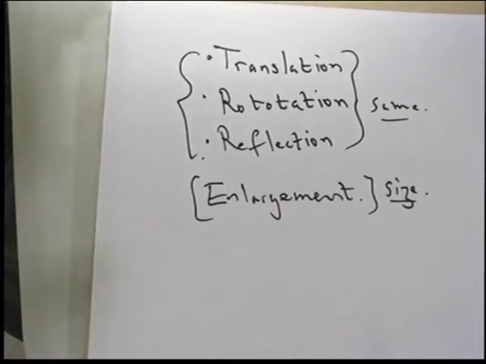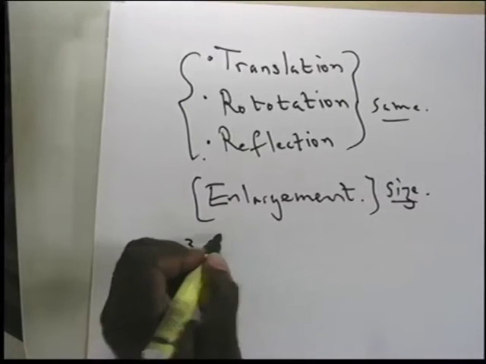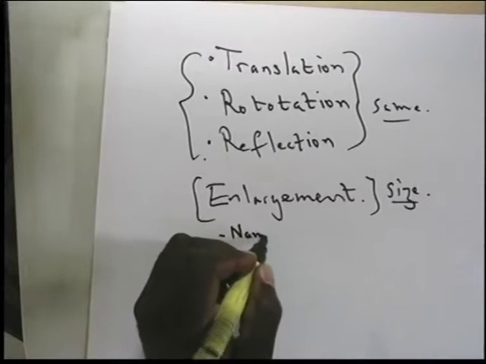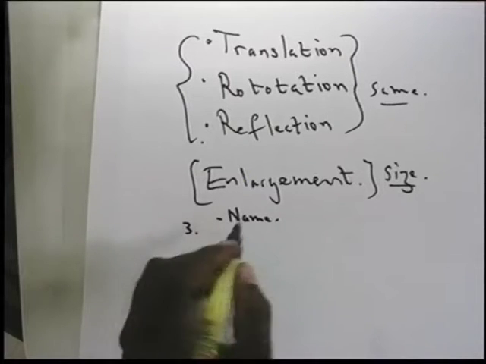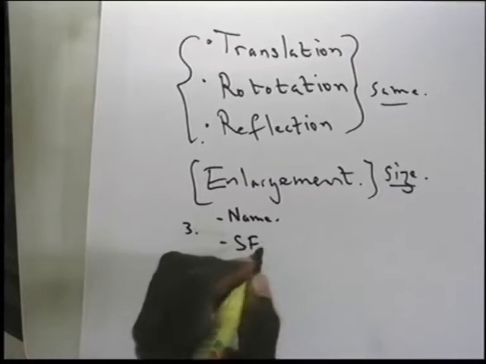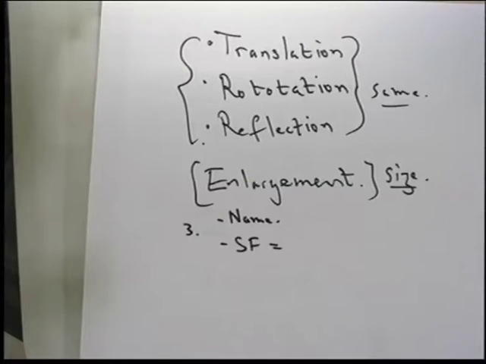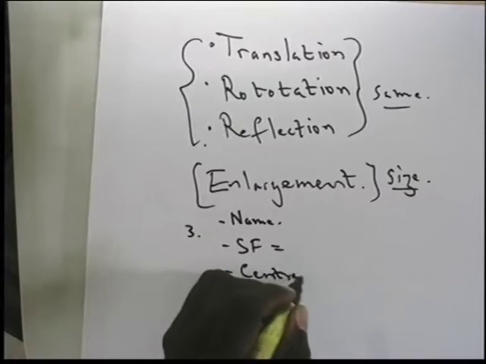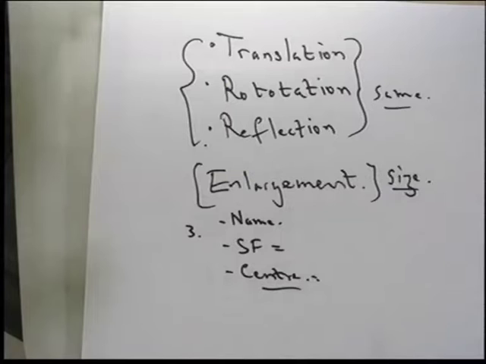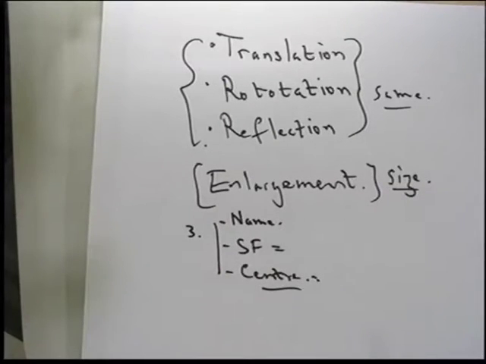And usually an enlargement carries 3 marks. The marks come from stating the name, that this transformation is an enlargement. The second mark comes from stating what the scale factor is equal to, the number of times that the figure is enlarged. And the third mark comes from stating the center from where the enlargement is performed. So this would always carry 3 marks in terms of transformations.